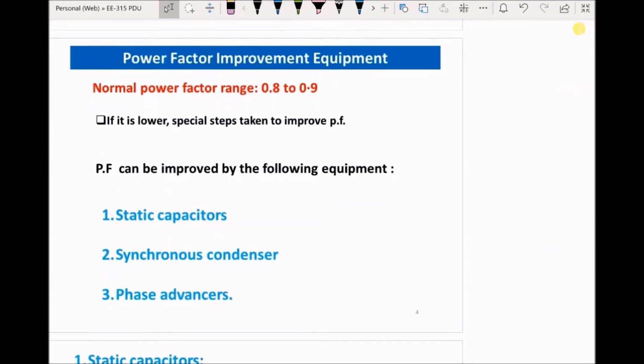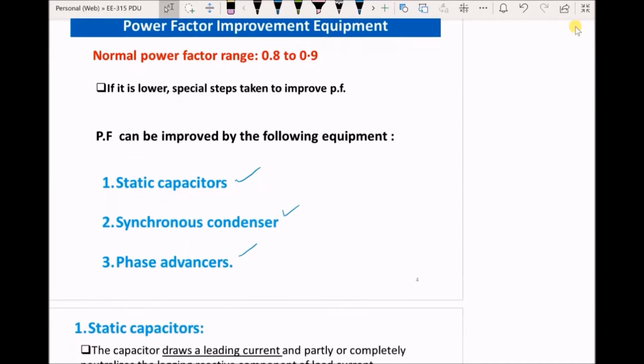Now, generally we see that the acceptable power factor of the load lies between 0.8 to 0.9, and as discussed in the previous slides as well, if the power factor drops for any particular reason, we can improve it by using one of these equipments, which could be a static capacitor, a synchronous condenser, or a phase advancer.